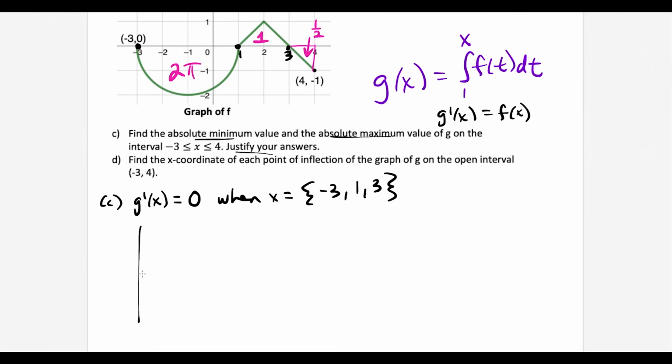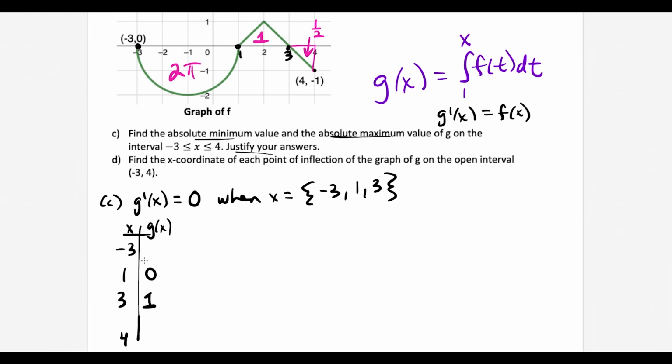And then what we're going to do is make a table here for x, g of x like this. And we have to include the endpoints for the extreme value theorem. But we're also going to throw in the other critical points. So -3, we're not going to write twice, but we're going to include 1 and 3. Now remember from part A, we found g of 1. G of 1 was equal to 0, and we found g of 3 was equal to 1 like this.